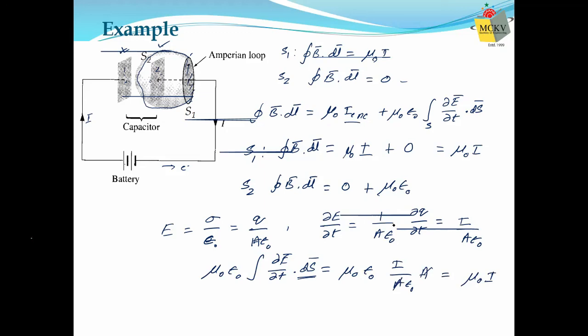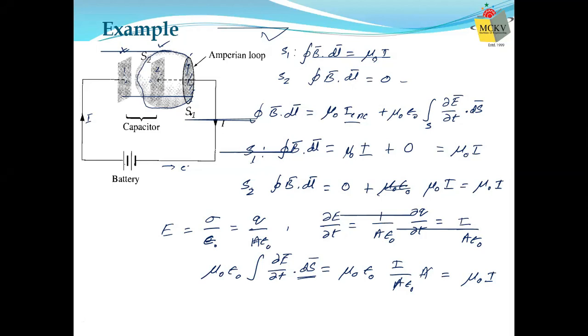So therefore, from this portion you actually get mu naught I. So total mu naught I. The point I want to make here is that in the first case, when Ampere's law was not modified, if we take two different cases, the same formula gives us two different results.